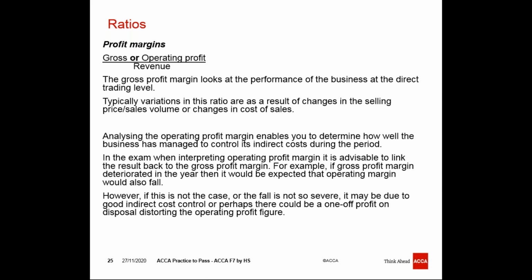If you have one-off profits or one-off income, like when the company has sold a non-current asset and there's a huge gain on the disposal of the non-current asset, which the company has recognized in the income statement, then the current year's profit will boost up. And when we calculate the percentage, the operating profit percentage will be higher than the previous year. So you cannot comment that we have performed well compared to the previous year. It is because of the one-off income.